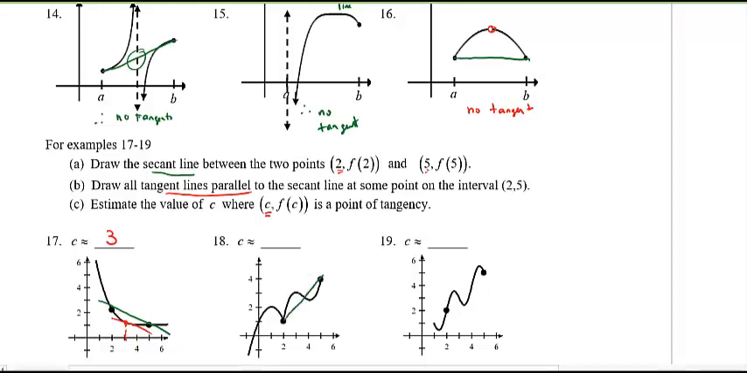Secant in green. Tangent in red. Oh, 2 of them. Yeah, 2 of them.